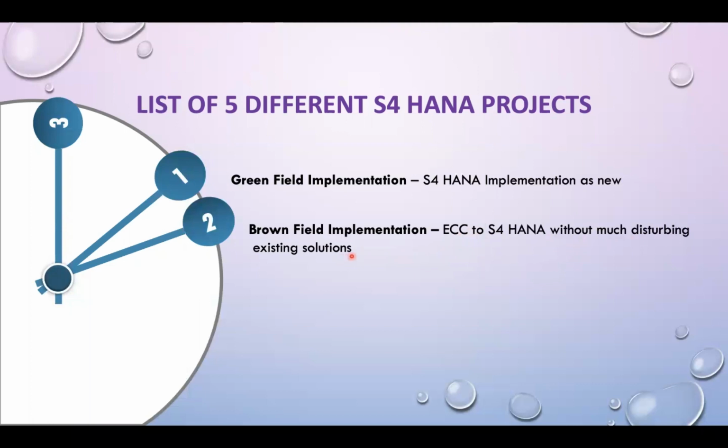They're not going to disturb the existing solutions, and they want to use the S4 HANA capabilities, or the speed-up because of the tables or Fiori apps. They want to use it, but they don't want to disturb certain reports, enhancements, or interfaces they built with their other systems. Then that will be called a brownfield implementation. So at a high level, if you're going for a fresh S4 HANA implementation where there is no ECC at all, it will be a greenfield implementation. And if they are migrating from ECC to S4 HANA, then it will be a brownfield implementation.